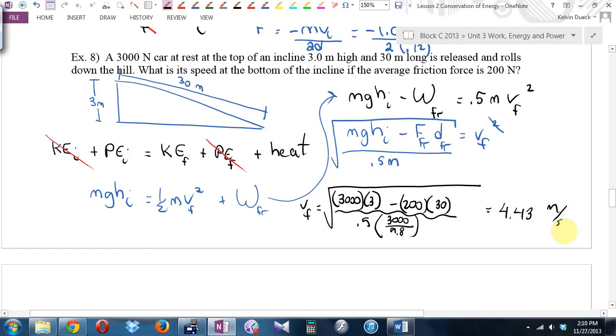So there's an example of a question that combines the law of conservation of energy, G, and work equals force times distance in the same question. Kind of cool. And it's a bit more realistic now. I can start to deal with things like friction on the hill.